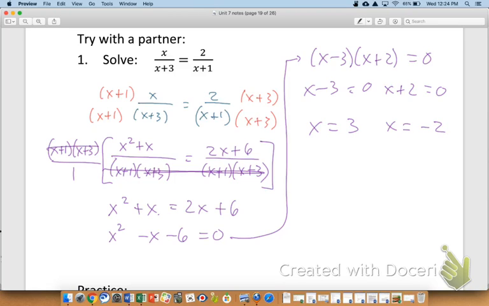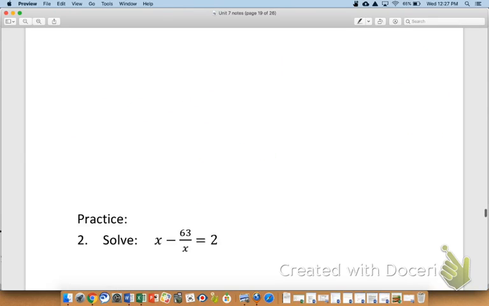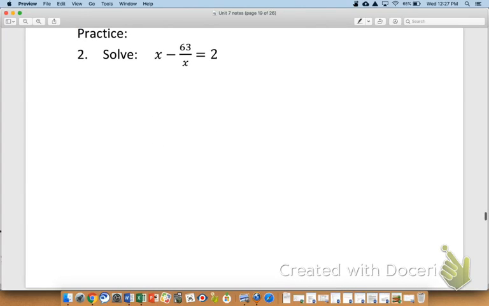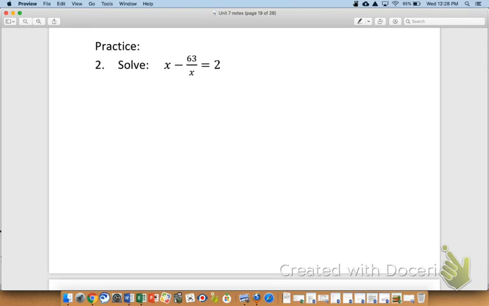Let's wrap this one up. You're doing great as far as I can tell. Any last little follow-up questions? All right, so take a look at number 2. Let's kind of do it similarly to what we just did. If you wouldn't mind, work with a partner. See what you can do with number 2. Okay. See where this leads you.